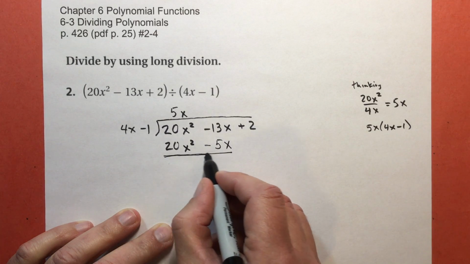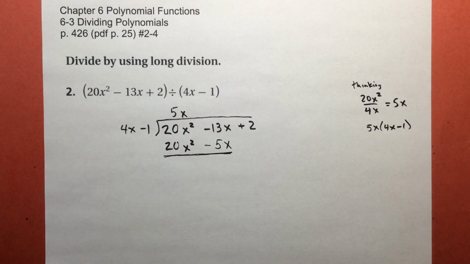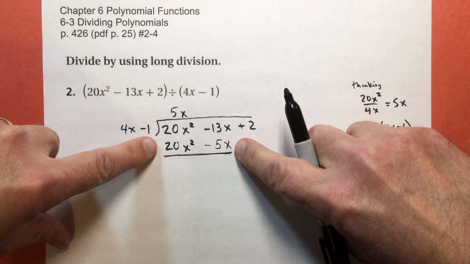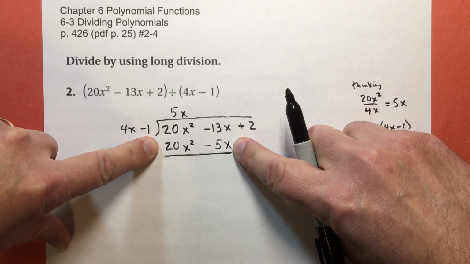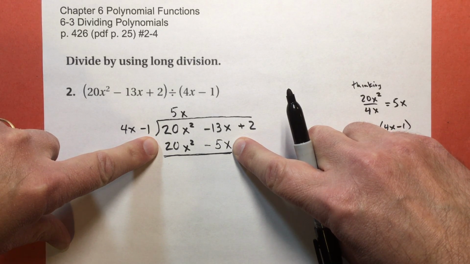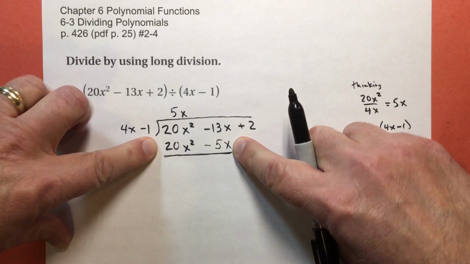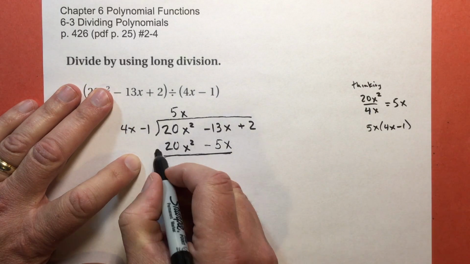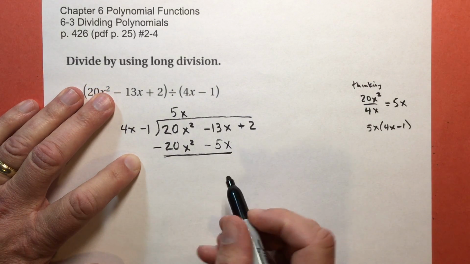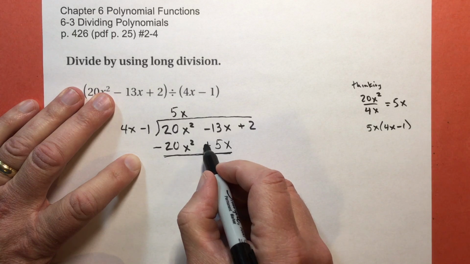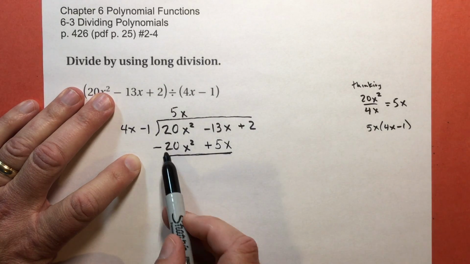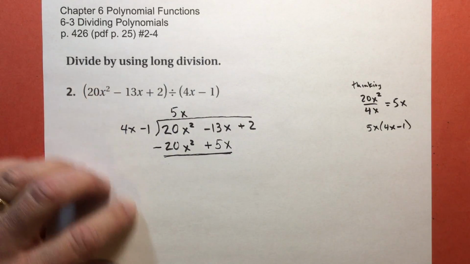Now, this is the part, a lot of times students are perfectly okay with all the things we're doing, except they forget this part. So make sure you remember this. I need to subtract that. And when I subtract, I'm going to add the opposite. The opposite of positive 20 is negative 20. The opposite of negative 5 is positive 5. So switch the signs.